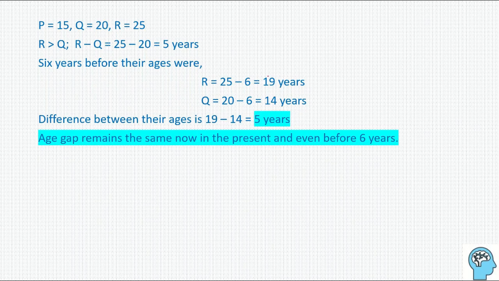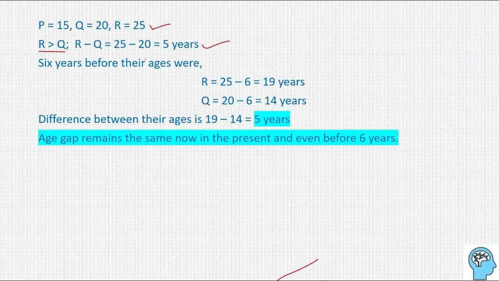So this is the solution to the third problem. In the previous slide, I have explained the whole problem. I have done the calculations also. This is the continuation. Okay, so the values of P, Q and R, we got it. And from here we also got that R's age is greater than Q's, and the difference we got as 5 years.